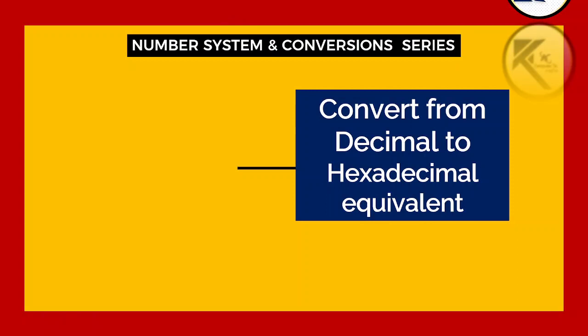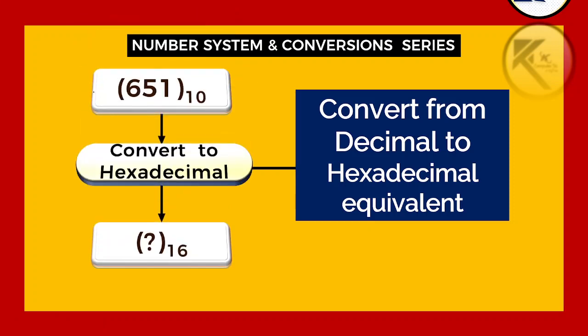Welcome to the series of number system and conversion. This is our ongoing discussion on hexadecimal numbers, and the topic of today's discussion is convert from decimal to hexadecimal equivalent. So that means you are given a decimal number and you have to find out its hexadecimal equivalent. So let's get started.